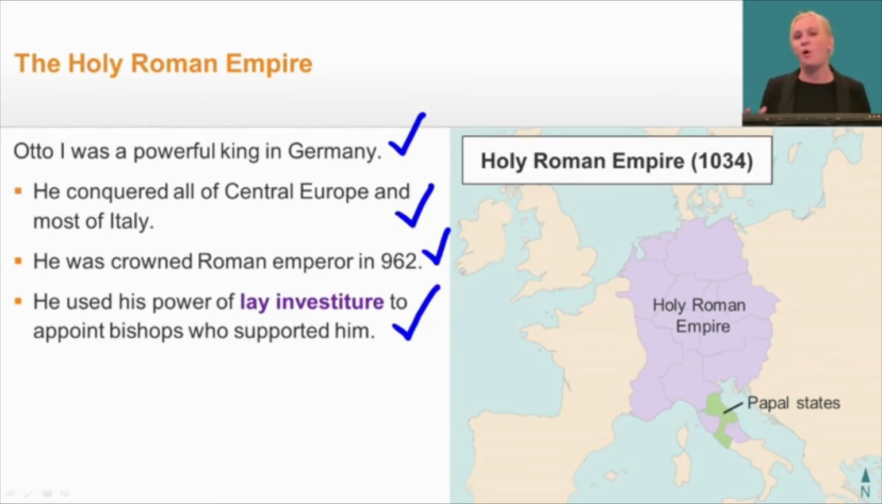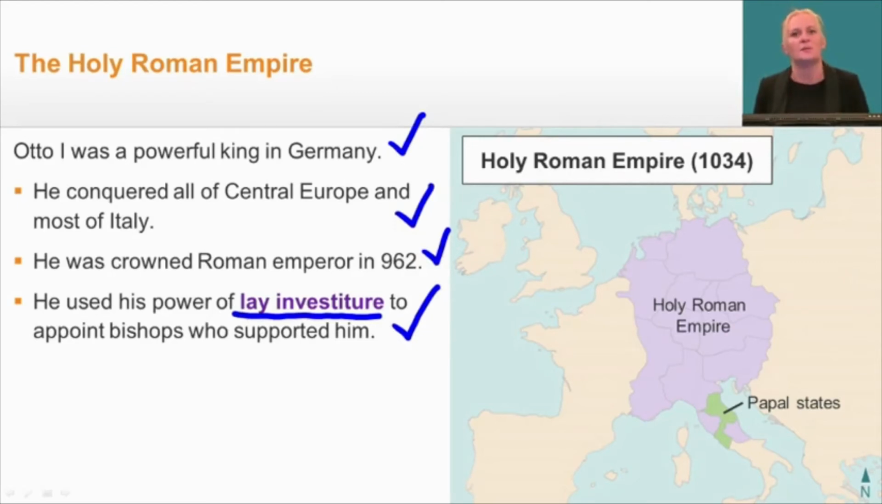Now, Otto needed support from all areas across the empire, so he used his power to appoint bishops who were going to support him. And in exchange, he granted the church very wealthy lands. That process is what is known as lay investiture: giving the church prime real estate in exchange for favors. This was going to start to cause some problems because some monarchs were going to disagree with that practice, and that was going to cause some conflict.